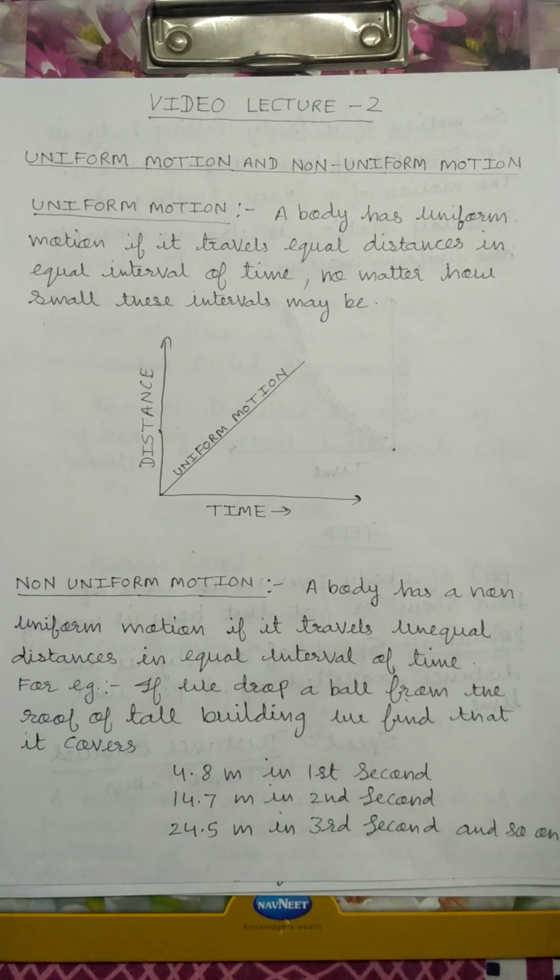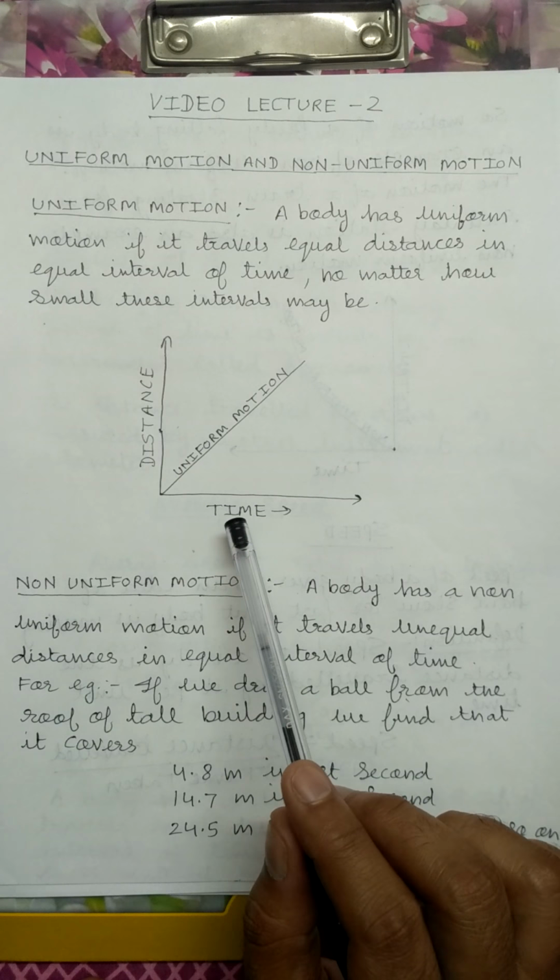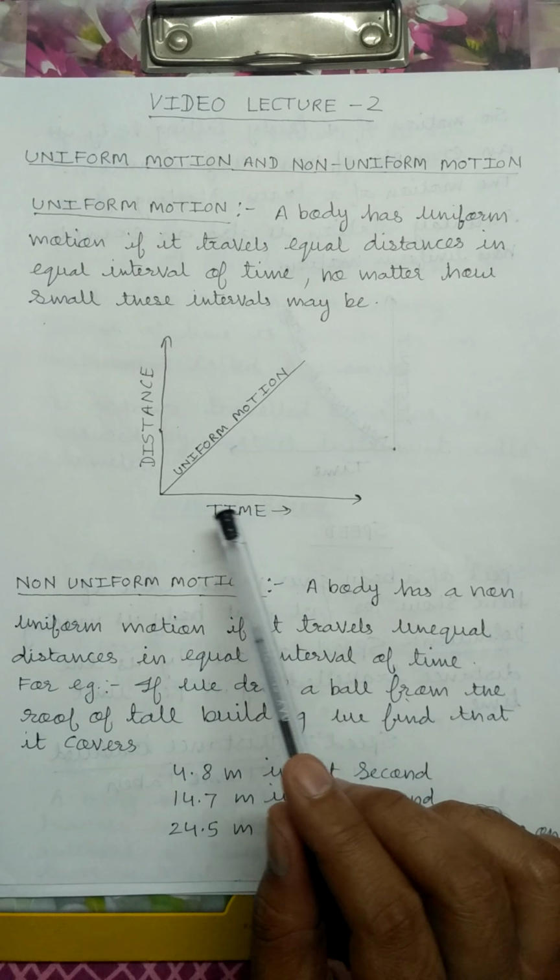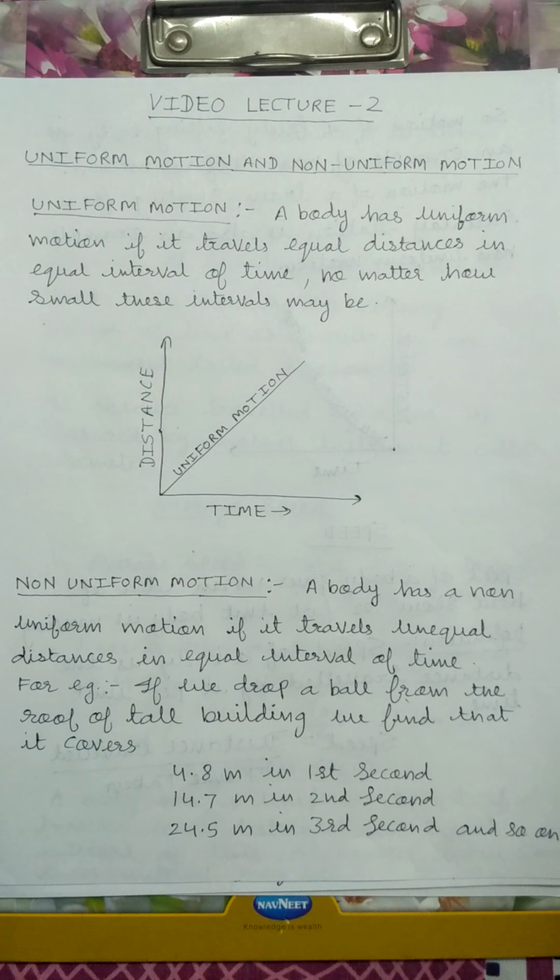That is, in the first second, the distance covered by the body is 10 meters. In the second second, the distance covered by the body is again 10 meters. In the third second, again the body covers a distance of 10 meters and so on. So such type of motion where the body is covering equal distances, in this case 10 meters every second, is known as uniform motion. Now this is the distance time graph for uniform motion, and the distance time graph for uniform motion is a straight line.